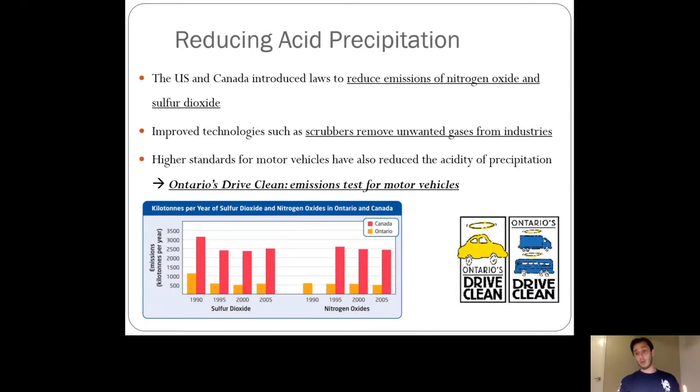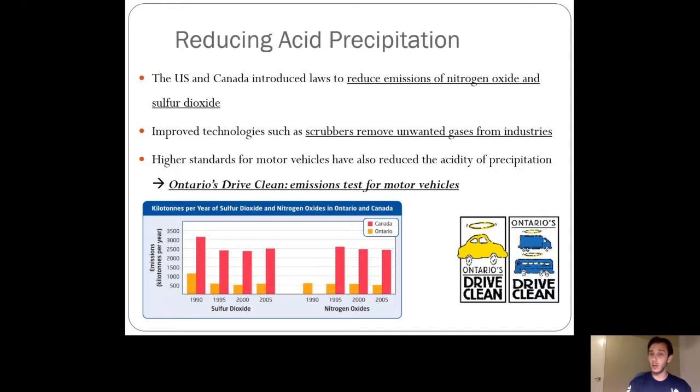You have to go to a mechanic, they hook it up to a special machine, and then they approve you, or they tell you that you cannot drive that car anymore. Okay, and that ensures that they're basically testing whether the car is emitting an appropriate level of nitrogen oxide or sulfur dioxide. And if you look at this graph on the side, it compares the amount of sulfur dioxide and the amount of nitrogen oxides emitted by cars in Ontario to cars in the rest of Canada.